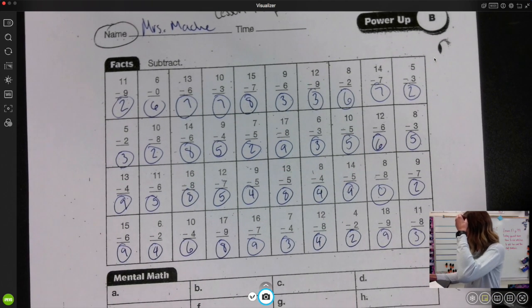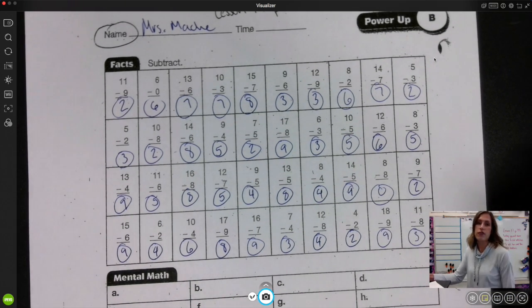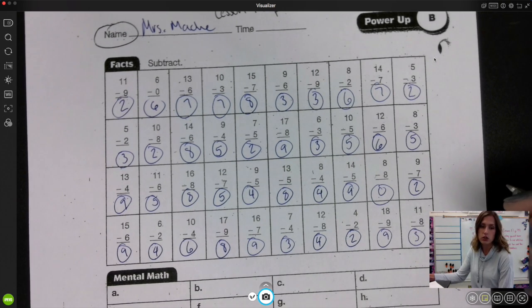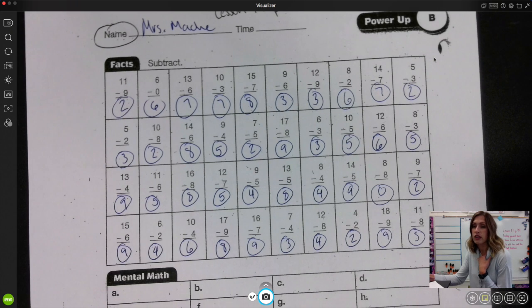Counting, we're counting from 5 by 5s from 5 to 50, and then we're going back down. Let's go. 5, 10, 15, 20, 25, 30, 35, 40, 45, 50. And let's go backwards. 50, 45, 40, 35, 30, 25, 20, 15, 10, 5.